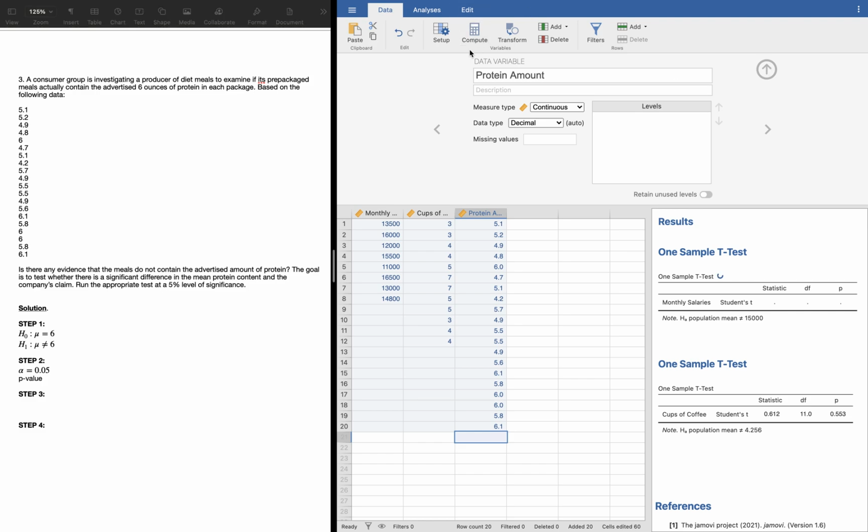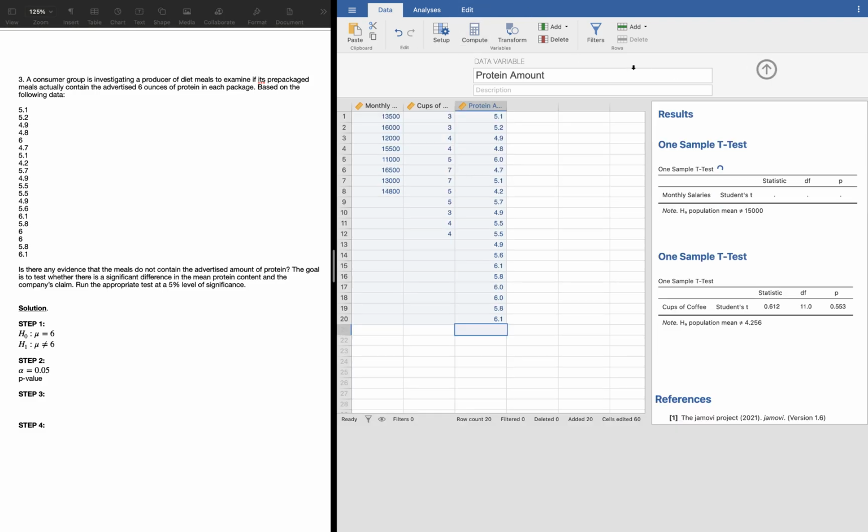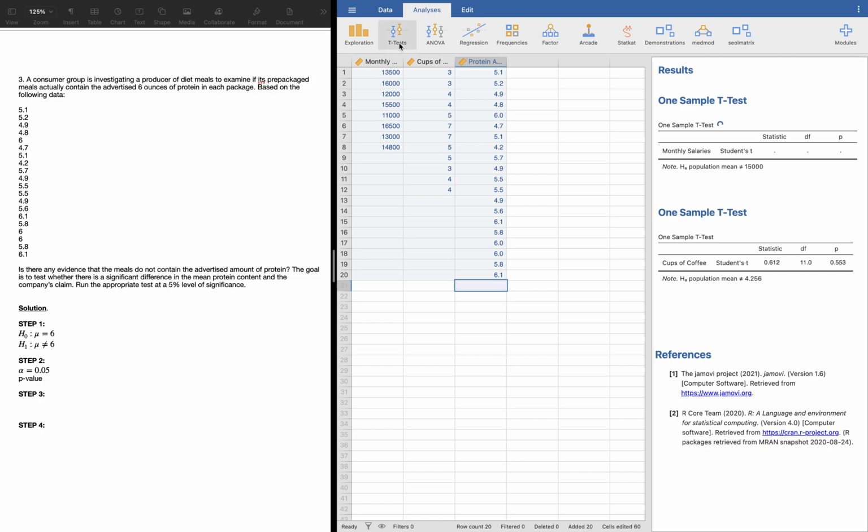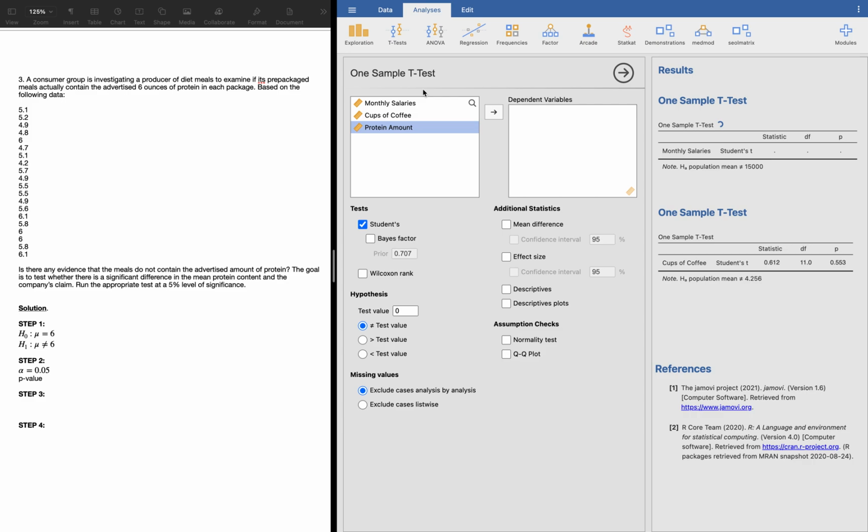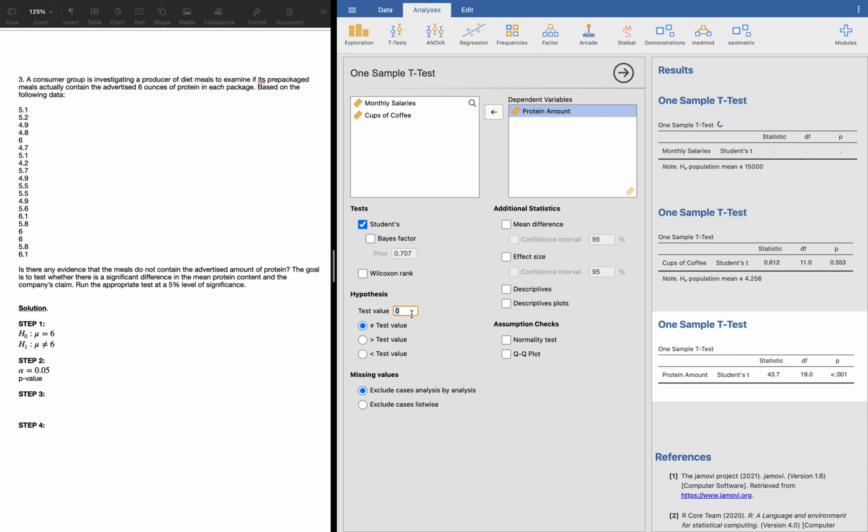So let's go again to the analysis. Let's close this one. Let's go to the analysis tab, click on t-tests, and click on one sample t-test. And we want to use the amount of protein. Click on that for the dependent variables. Our test value, our null hypothesis, is 6, so let's put 6 there. And note that your H sub A, your alternative, population mean is not equal to 6, which is pretty much the same here.